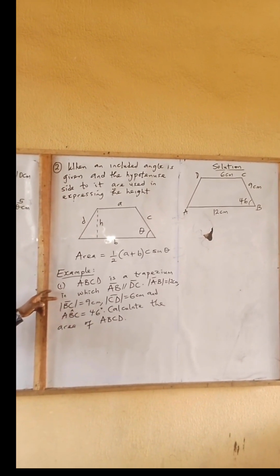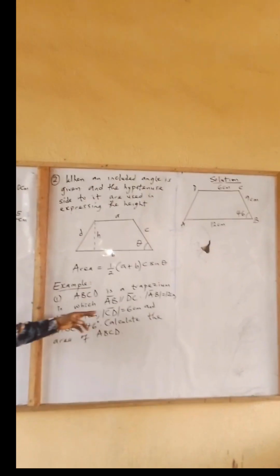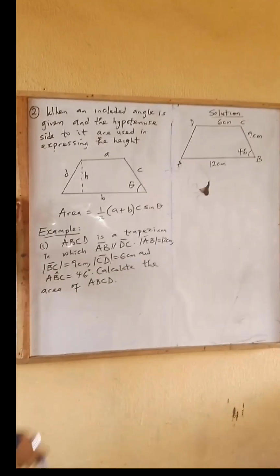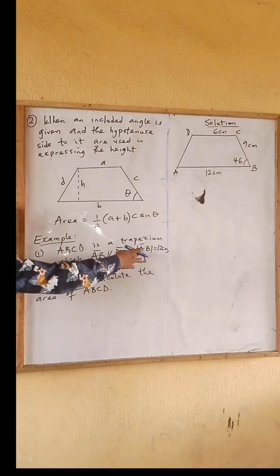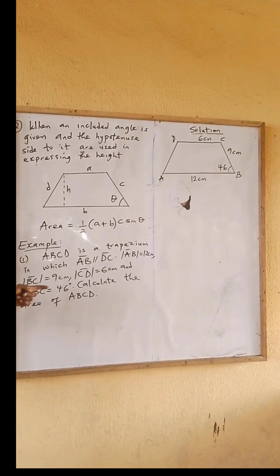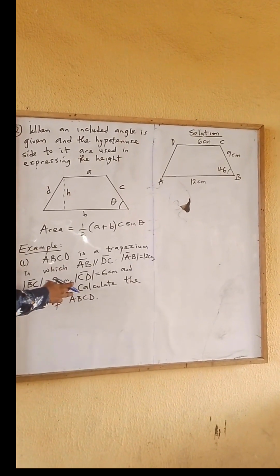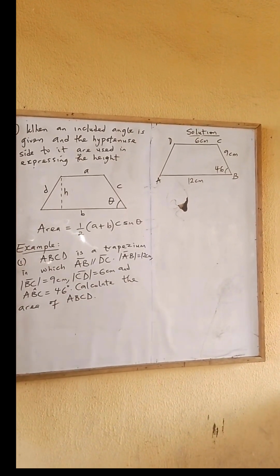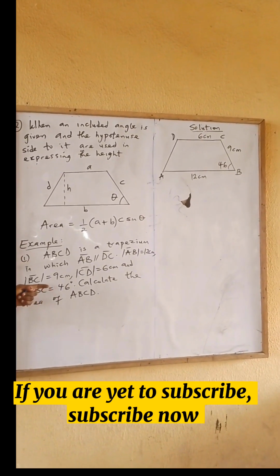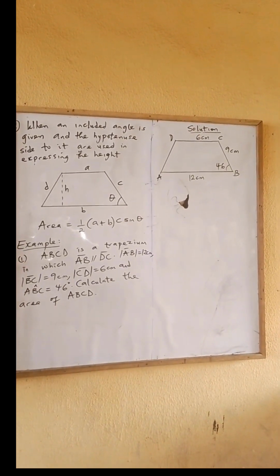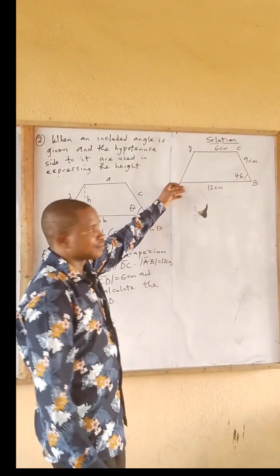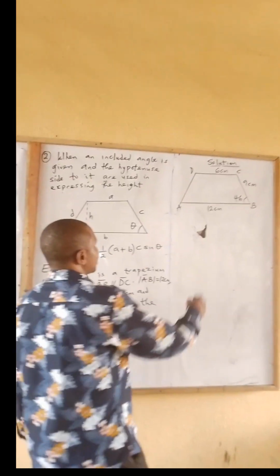ABCD is a trapezium in which AB is parallel to DC. The length of AB is 12 centimeters, while the length of BC is 9 centimeters. And the length of CD is 6 centimeters, while the angle ABC is 46 degrees. Then we are asked to calculate the area of ABCD. This is the diagram here. So let's apply the formula.